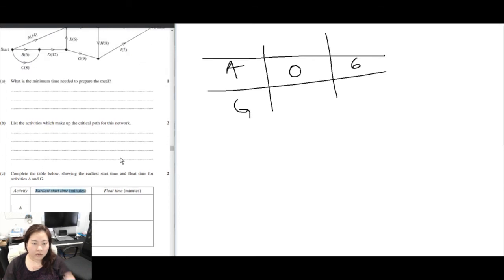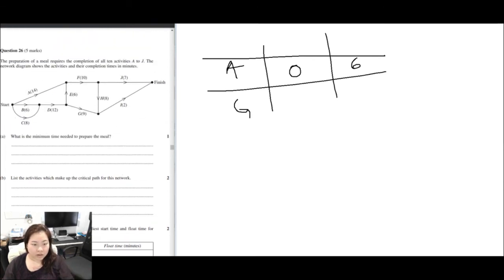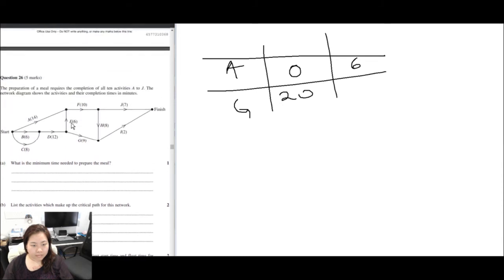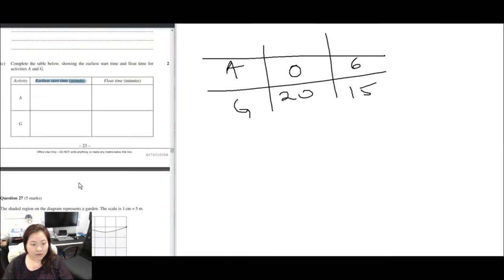G, the earliest start time G can occur is 20 minutes. Float time for G is, that's 6, and there's still 3 minutes left, so that's 7 minutes. 7 plus 8 is 15 minutes. I hope I'm doing this right. Let's find out.